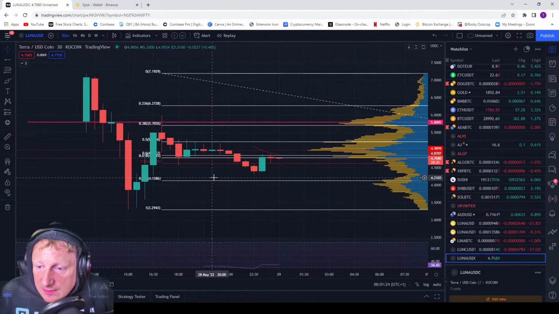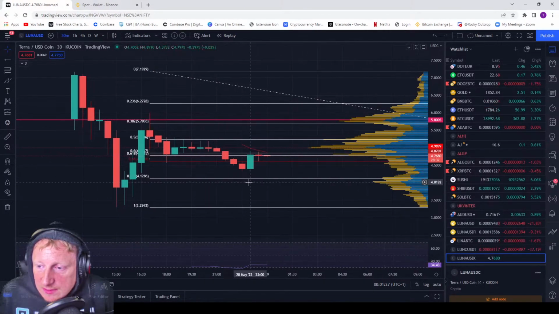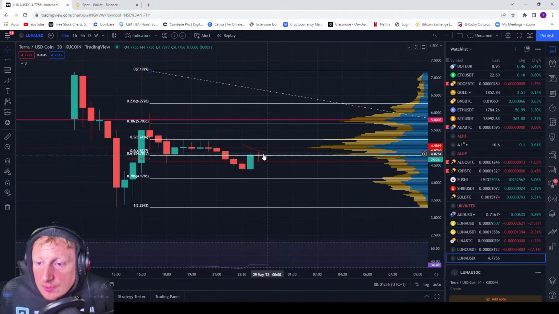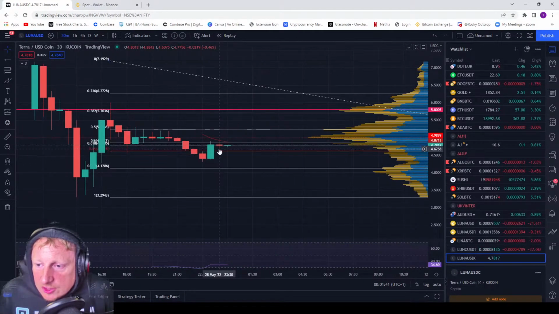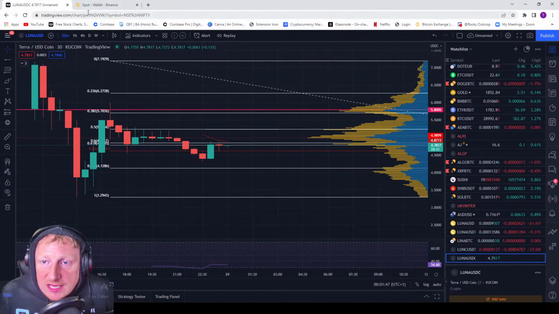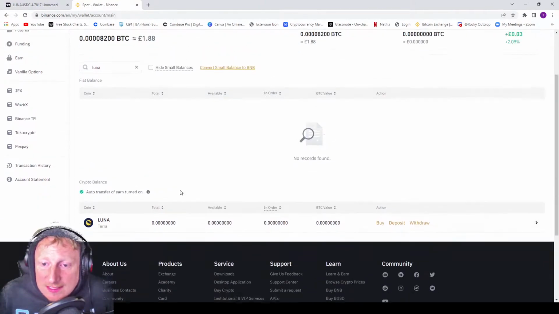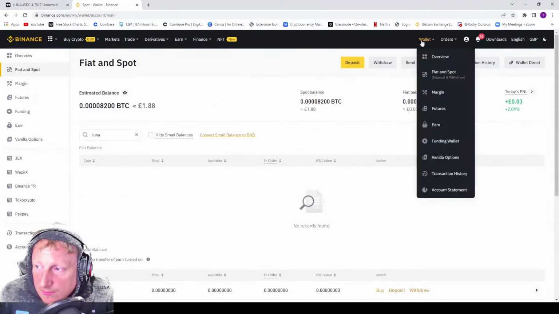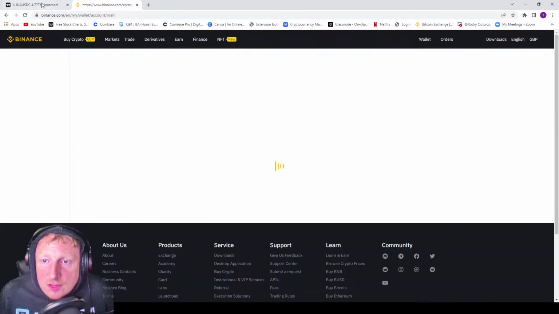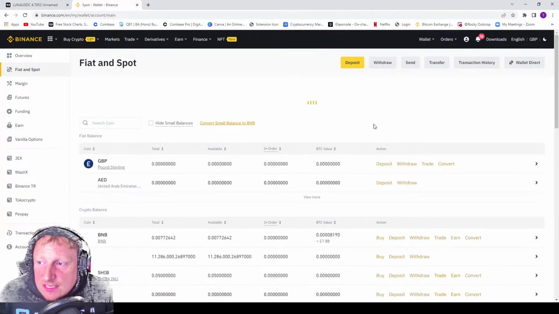I'm surprised we didn't come down and test the 786, but we didn't. Here, I think I've drawn that in about right. Yeah, that's the top of there. And it hasn't. But we are now at the 618 fib level. What's it gonna do? Where are we gonna go, guys? Who knows? But the important thing is that the Luna in your Coinbase has disappeared, but I've spoken with Binance and they say that it's coming back, so there isn't anything to worry about.